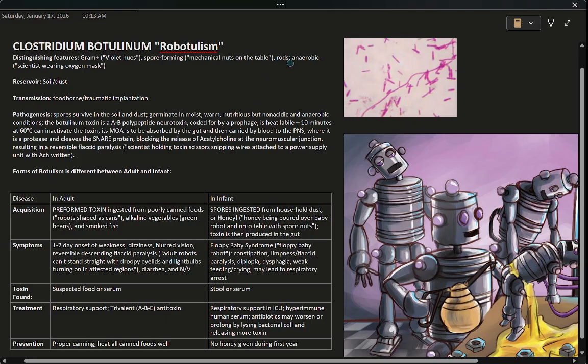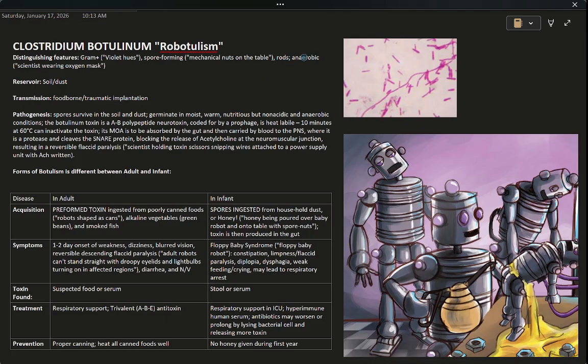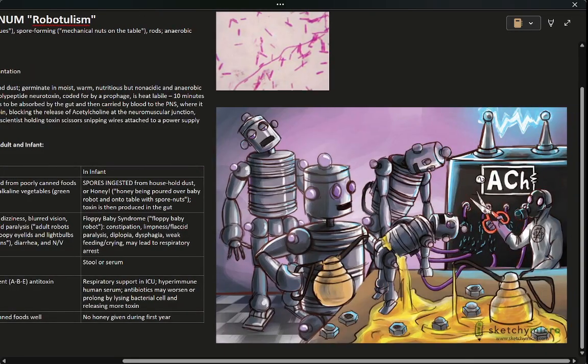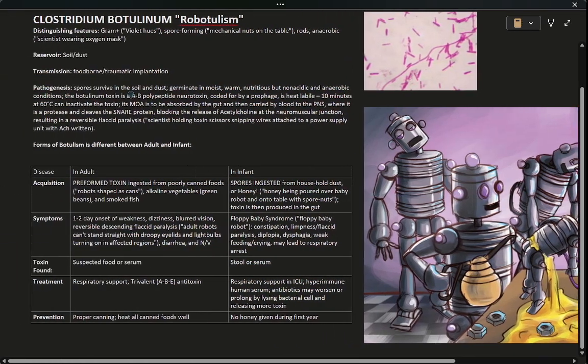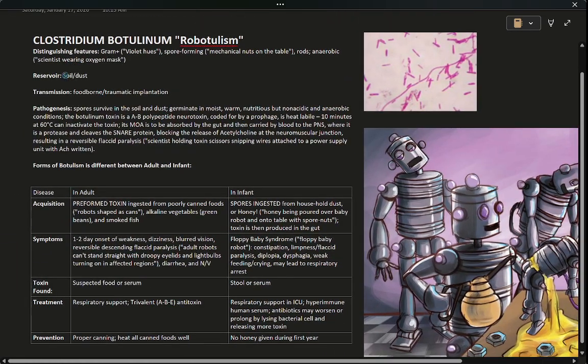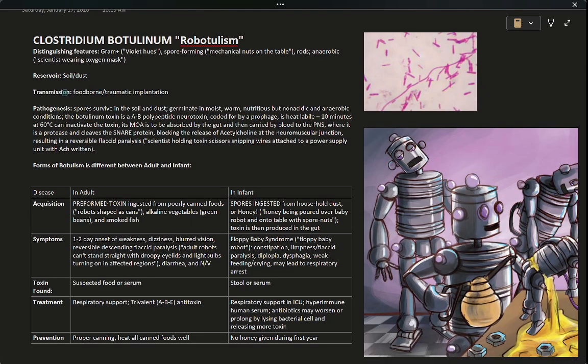It is shaped like a rod, and most importantly, it is anaerobic, just like all other Clostridium species. So think about the scientist wearing the oxygen mask over here. For its reservoir, it can be found in the soil and the dust. For transmission, it is through foodborne or traumatic implantation.